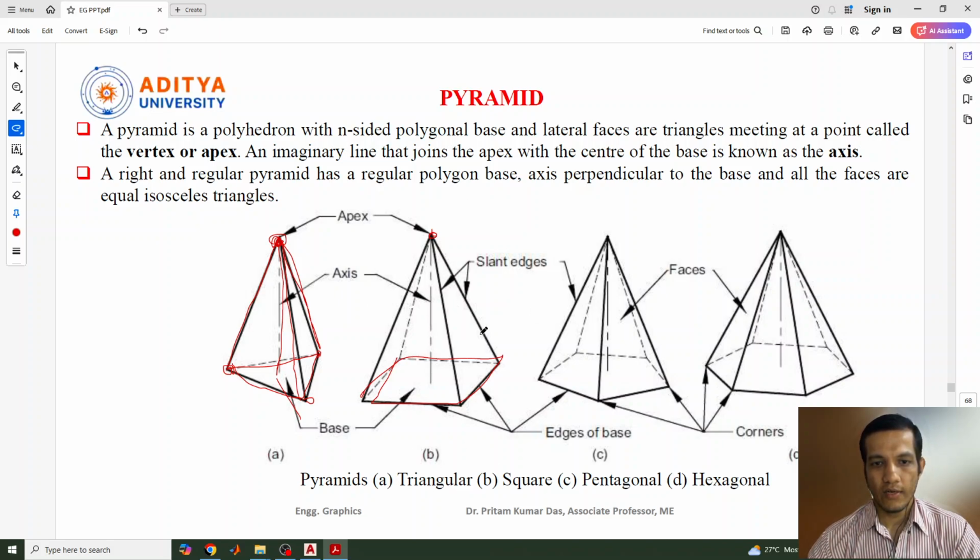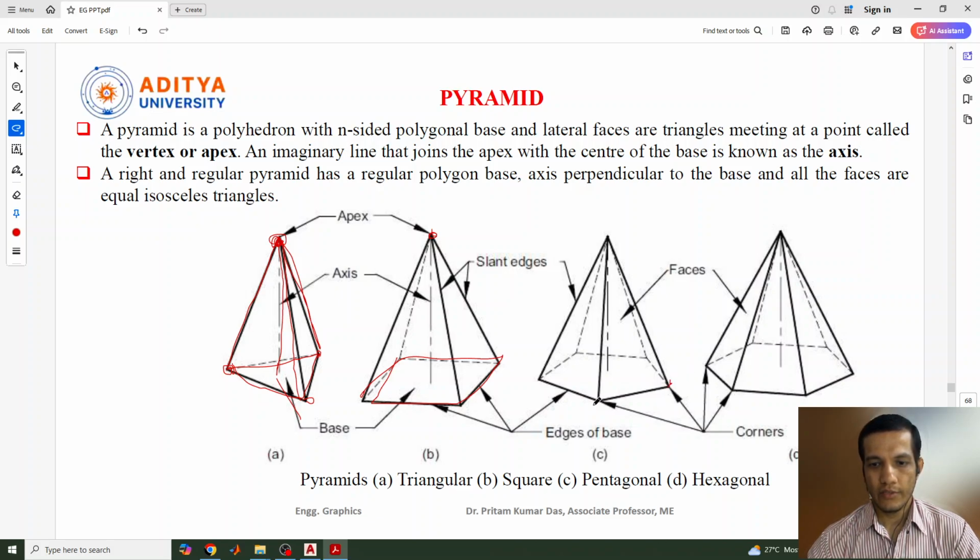So we have a total of 4 sides in this, 1 2 3 4, and the base will be our square. Okay, similarly pentagon, so the base will be your pentagon, and all these 5 surfaces, 5 faces will be there. Similarly hexagon, this will be 6, and all 6 sides will be there. Each of the sides is a triangle. Okay, and these are called the corners of this.